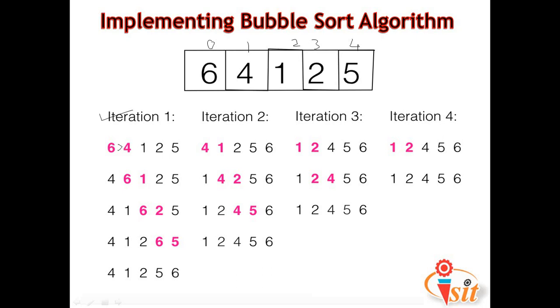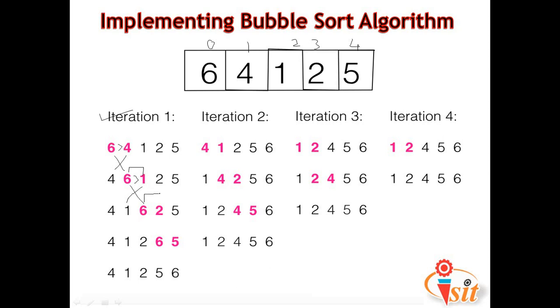Here 6 is greater than 4, that is, the first element is greater than the second element. In that case, we need to do the swap. So here we have done the swap. 4 comes here, 6 comes here. Now we need to compare 6 with 1. Here the first element is 6, the second element is 1. The first element is greater than 1. Again in that case we need to do the swap. So here we have done the swapping. That is, 1 comes here, 6 comes here.